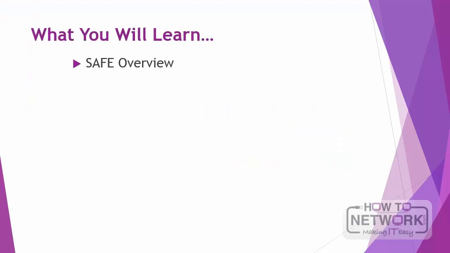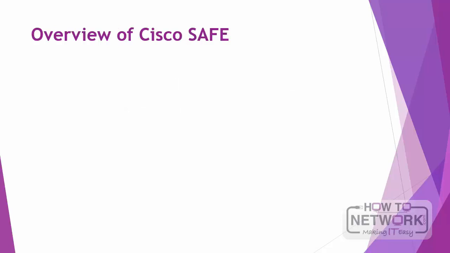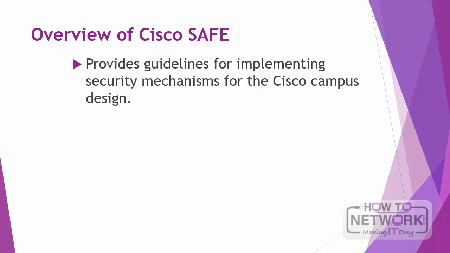Specifically, we're going to do an overview of Cisco SAFE, and then we will talk about securing the individual modules of the enterprise campus. So let's begin. The Cisco SAFE, or Security Architecture for the Enterprise, blueprint provides to network and security designers guidelines for implementing security mechanisms for the Cisco campus design.